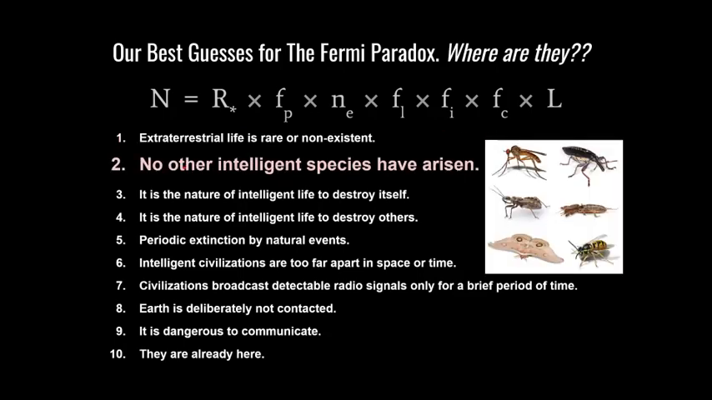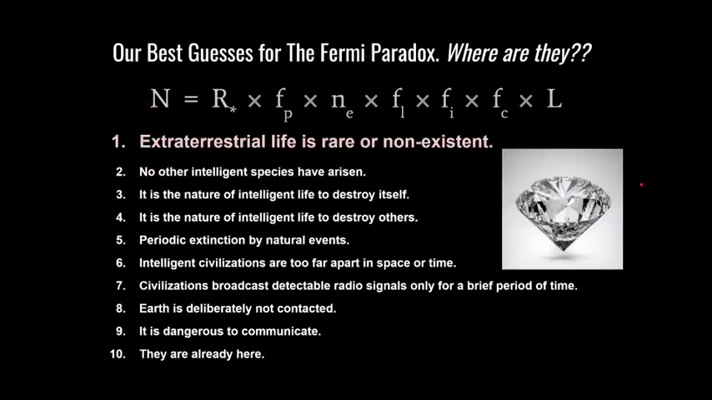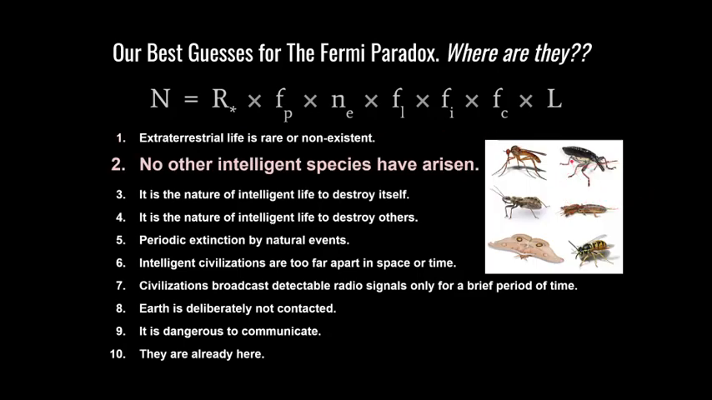Second one is similar to that. Maybe if this number is really low, if we haven't seen anything, it's because most things out there are not smart. Maybe most living things are nothing more than just some bugs. Or not that bugs are really dumb, like they still have some clever tricks to them, but they're not intelligent like we are. So maybe that f sub i, that fraction of life out there that ends up growing to be intelligent, maybe that's a lot lower than what we'd expect.